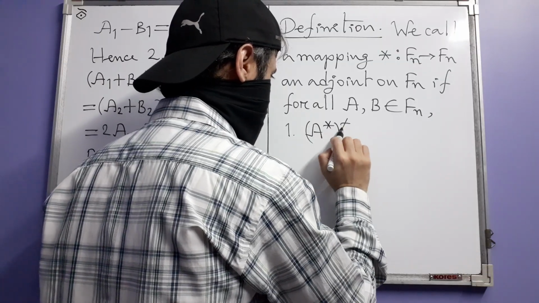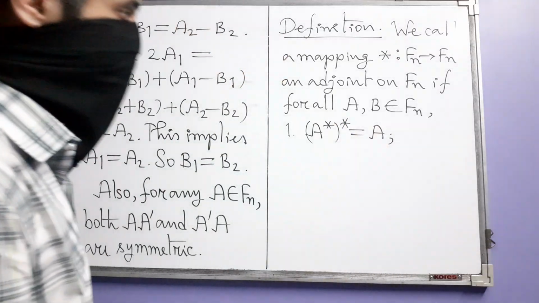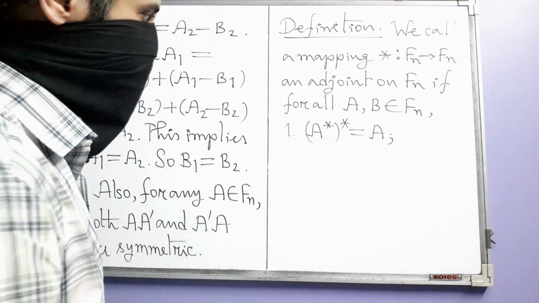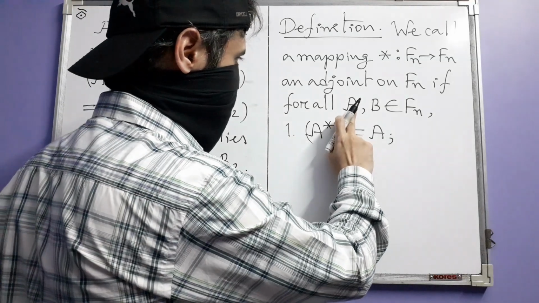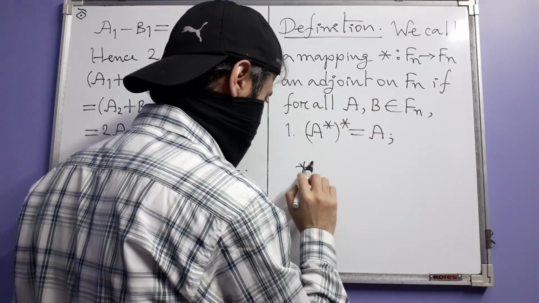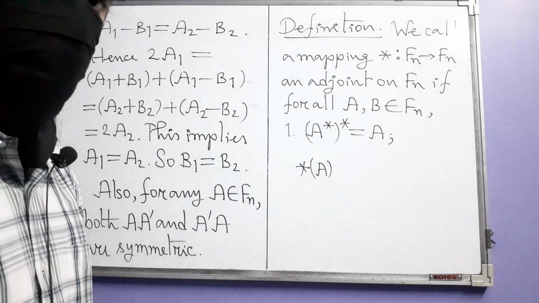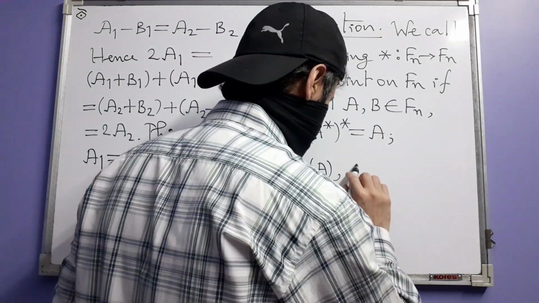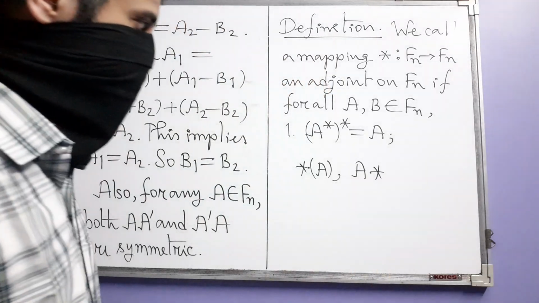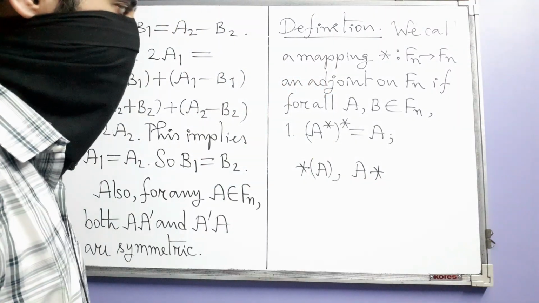A star is equal to A. Oh, and one more thing. Here we are saying that this is a function. So ideally, the image of, say, this matrix A under this function should be written like this. Or if we follow Herstein's notation, it should be written like this, A star, because in many places Herstein writes the function to the right.